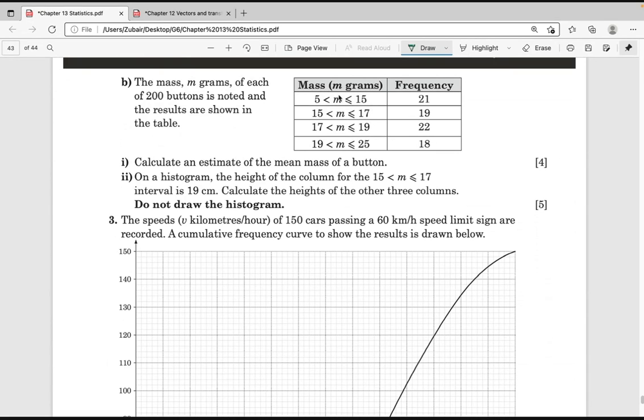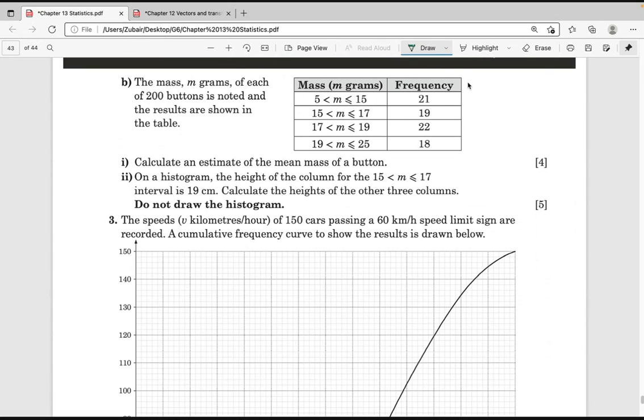So from 5 to 15, what is the class width? It will be 10. And the next class, 15 to 17, is 2. So whatever it is, we are sure that they are not equal. In that case, what do we do? We plot frequency density.